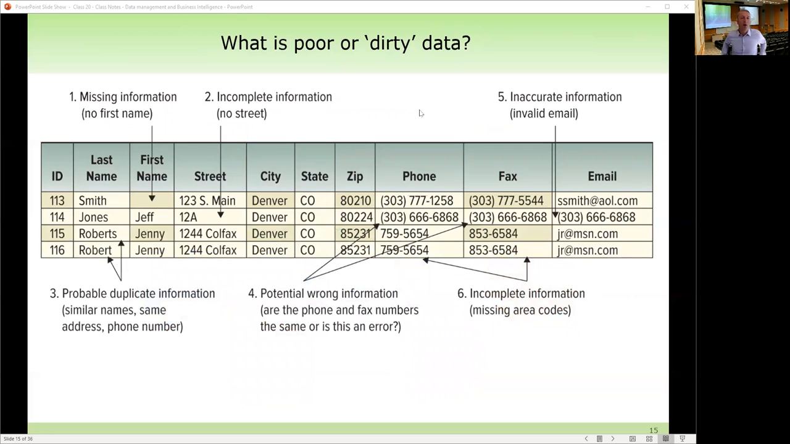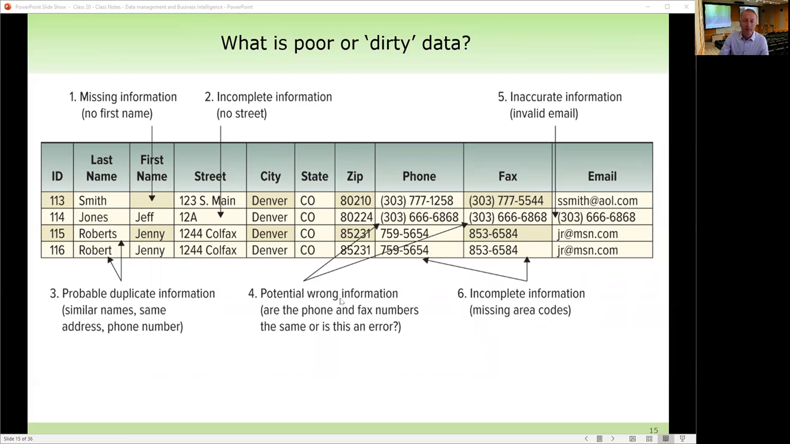Here you can see an example of what is considered poor or dirty data. In this table, in this database, you can see, for instance, as number 1 here, there's missing information, so there's no first name. Here on the second one, there is incomplete data in terms of the street. We only have the number, but not the street name. If we go to this one, you can see we have 2 different spellings of probably the same person, Roberts and Robert, and it has 2 different records, which is probably not smart.